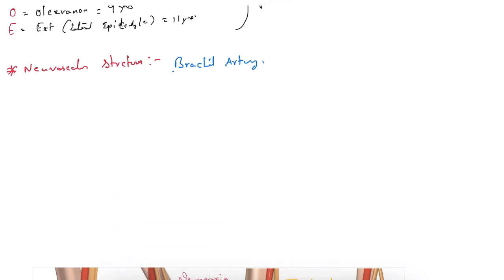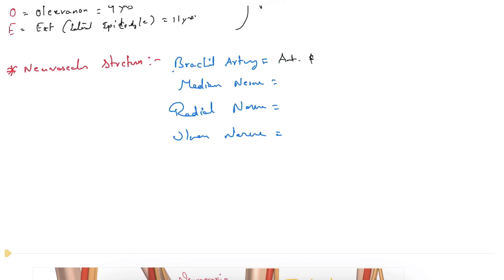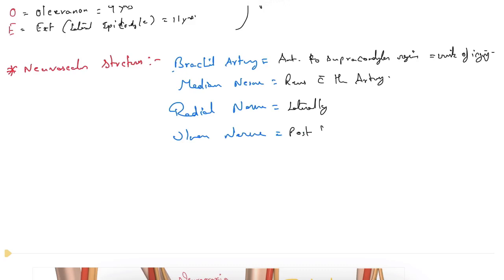I will write here normally. Brachial artery. Next, we discussed the median nerve. Next, radial nerve. Next, ulnar nerve. The brachial artery passes anterior to the supracondylar region, with risk of injury. The median nerve runs with the artery. The radial nerve we mostly see laterally. The ulnar nerve is posterior to the medial epicondyle, and it's less involved in the fracture.